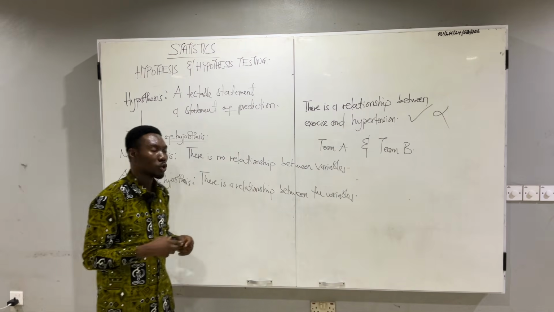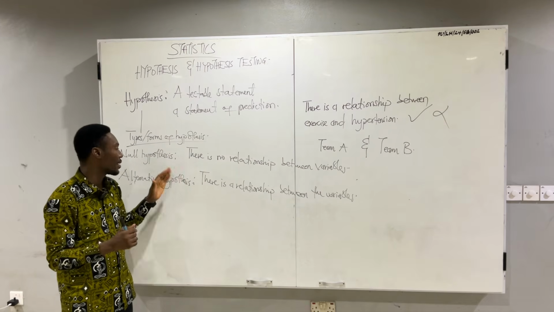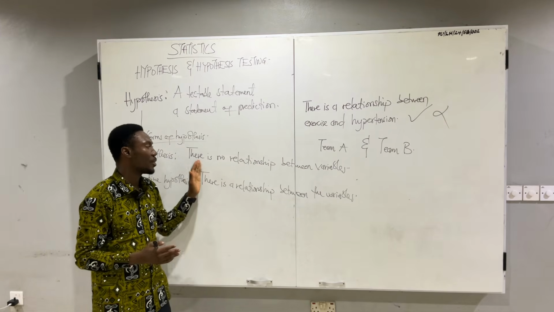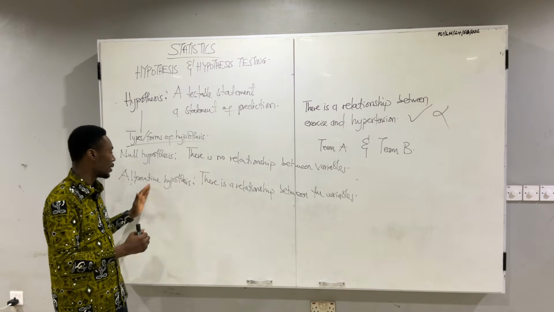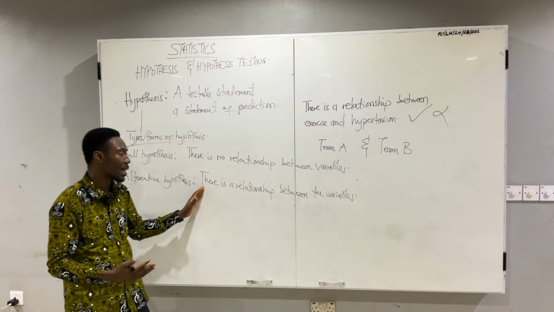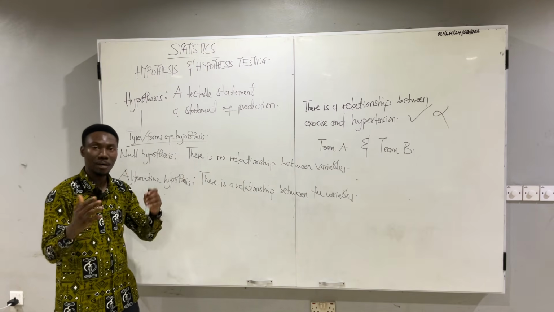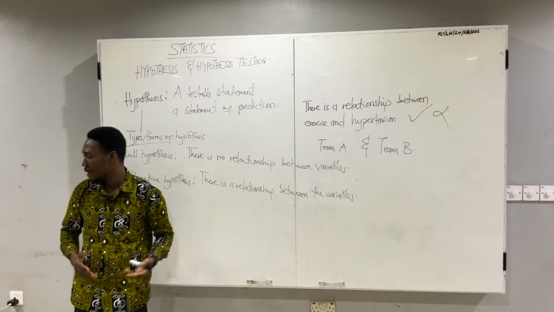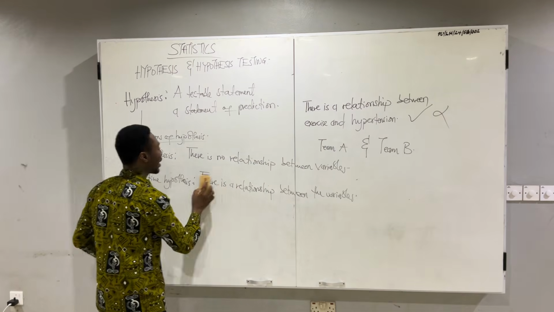Is that okay? So for two given variables, null hypothesis is just a statement of prediction that is going to tell us that there is no relationship between the variables. For two given variables, the alternative hypothesis is just going to tell us that there is a relationship between the variables. And all the time, variables will be emphasized. So let's look at an example.